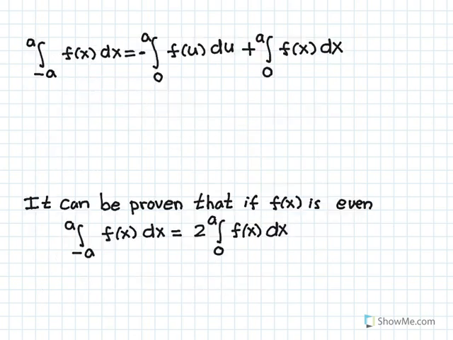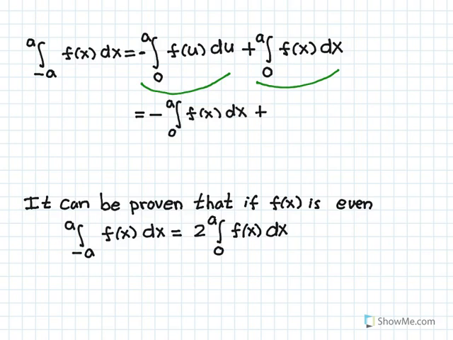All right, so what we have shown is that the integral from minus a to a of f of x dx is equal to minus the integral from 0 to a of f of u du plus the integral from 0 to a of f of x dx. But u is the same as x. It's just a dummy variable. So we can rewrite this integral as minus the integral from 0 to a of f of x dx plus the integral from 0 to a of f of x dx. And clearly the answer is 0.